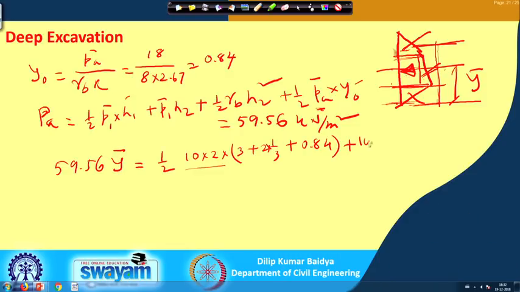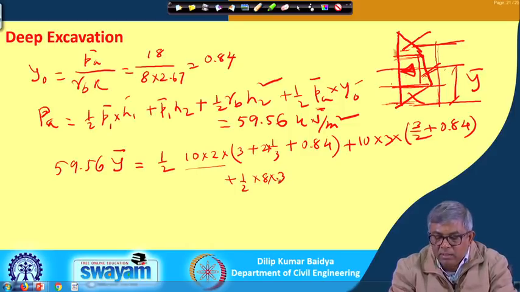I am considering this distance first, that is done, plus I will consider the second one: 10 multiplied by 3 multiplied by, at what distance? It will be 3 by 2, that means the midpoint, plus this 0.84. Then I will find this third area, that will be equal to half multiplied by 8 multiplied by 3, and this is the diagram, and y bar will be how much? This distance is 3 and it will be 1/3 from this side. So, 3 multiplied by 1/3 plus this distance of 0.84.